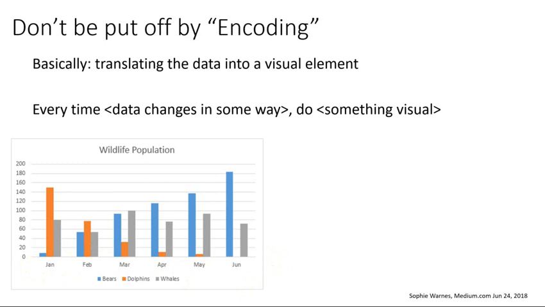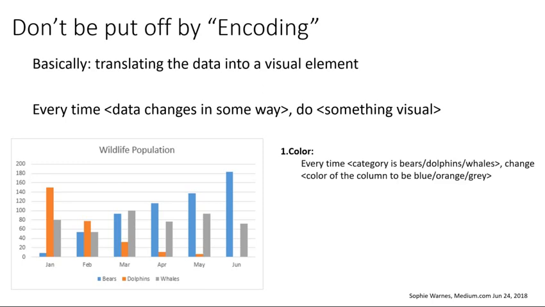We could use her rule format to describe the animal type element like this. Every time category changes from bears to dolphins to whales, change the color of the bar from blue to orange to gray. Or, every time the population value goes up, increase the bar height. You might say, this is so dumb. Of course the bar gets bigger if the population number gets bigger.